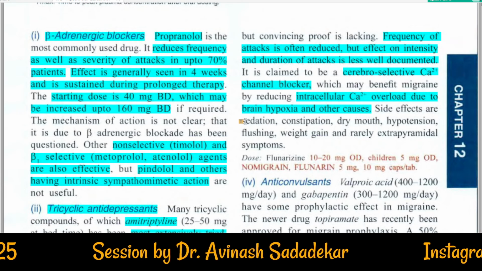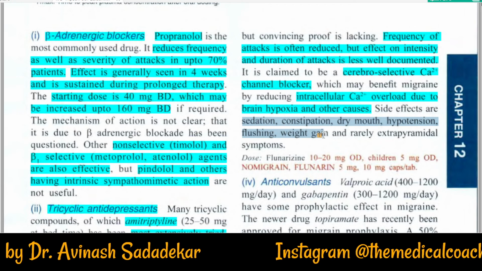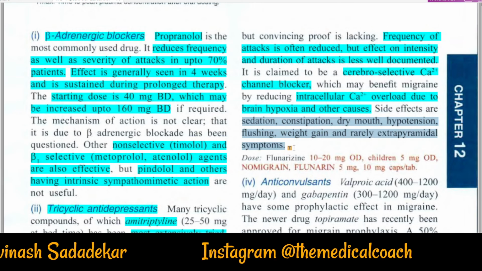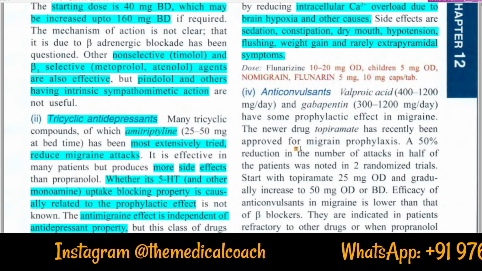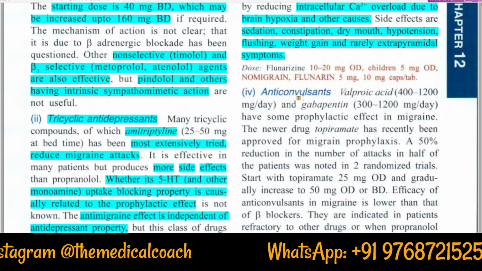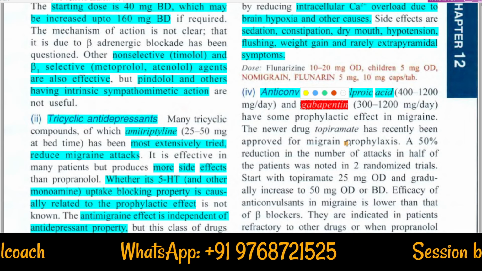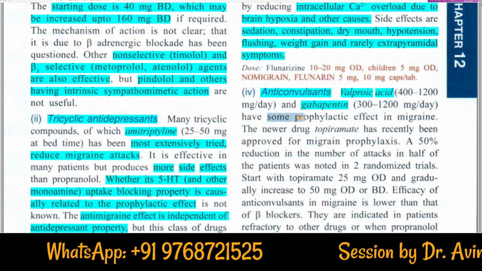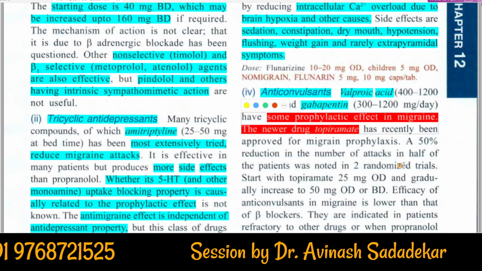Side effects are there: sedation, constipation, dry mouth, hypotension, flushing. Many people have complained of weight gain and sometimes extrapyramidal side effects. So that's the reason why flunarizine is not the favorite one. We have also tried some anticonvulsants such as valproic acid and gabapentin. They do have some prophylactic effect. We also have a new drug, topiramate, for migraine prophylaxis.